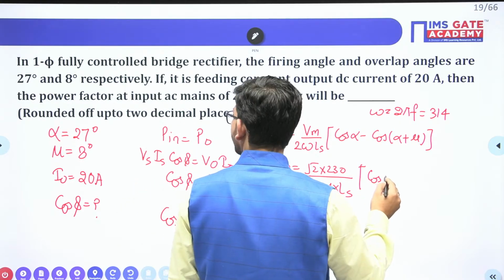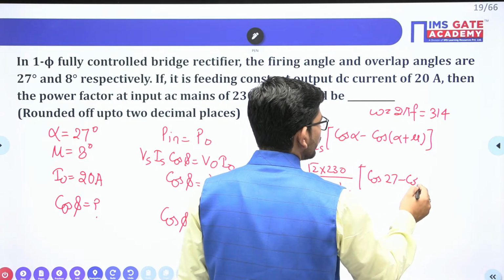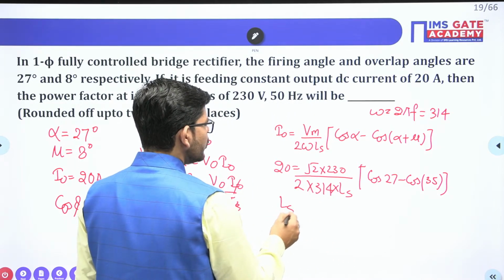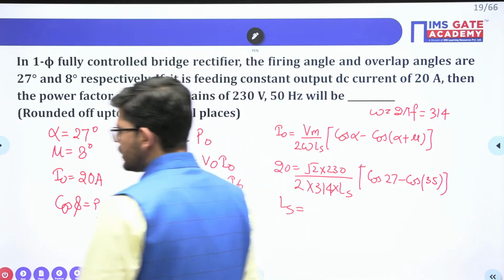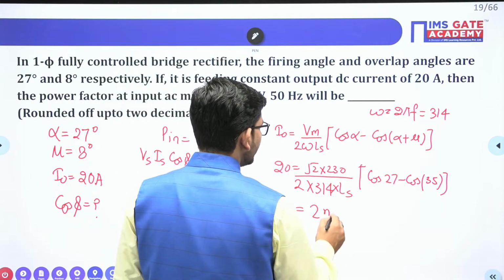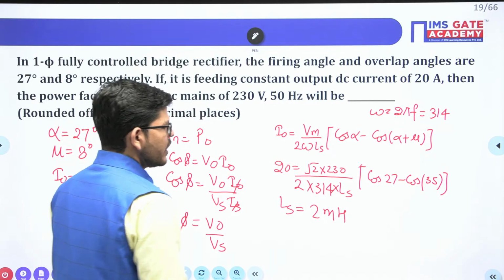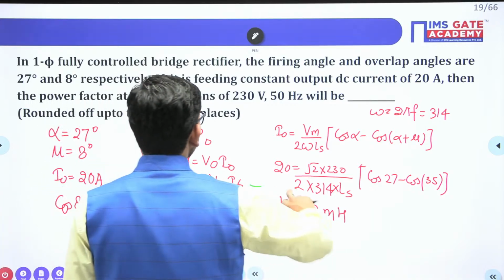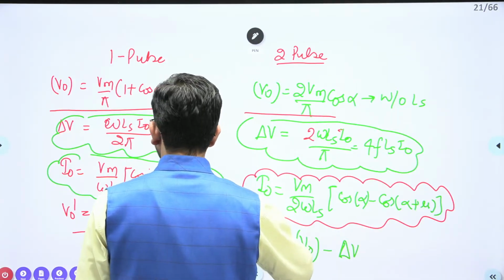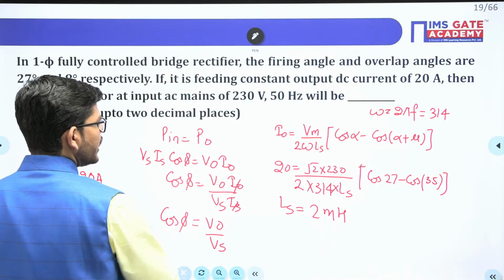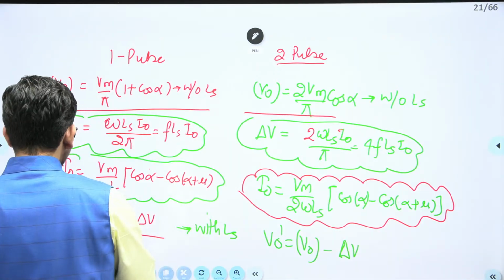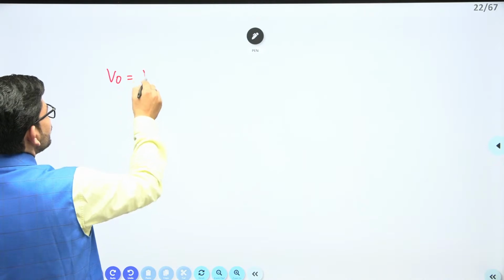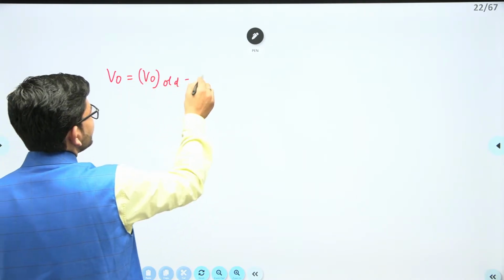Cos of alpha is cos 27, minus cos of alpha plus mu, which is 35 degree. So you can see the only unknown here is Ls. From this you can calculate Ls, which will come out to be 2 millihenry. Now the final target of the calculation is V naught. So how can we calculate V naught, guys? V naught new will be V naught old minus delta V.